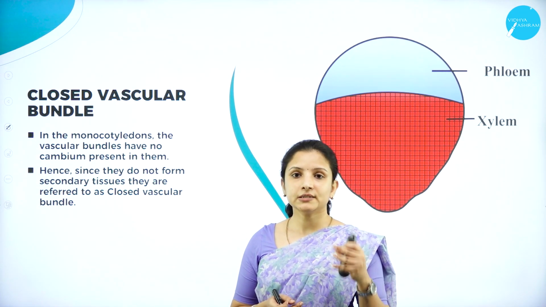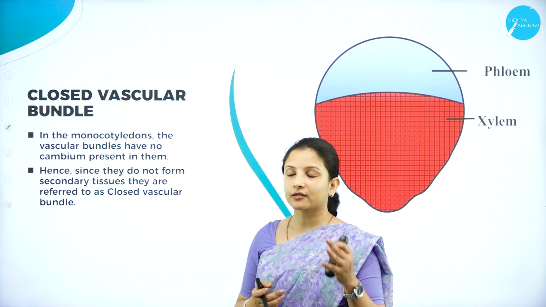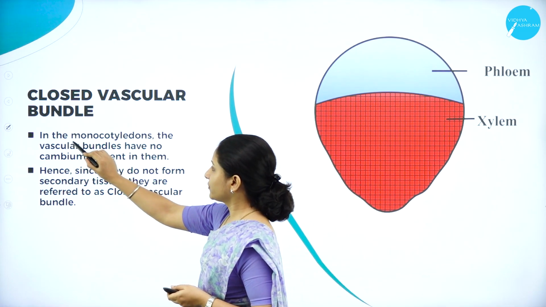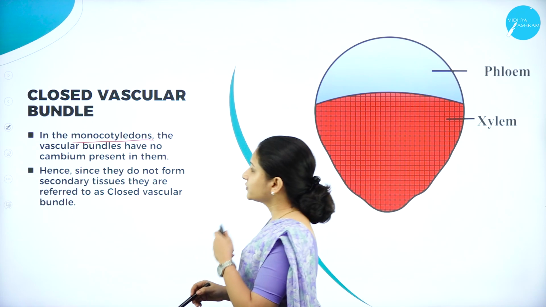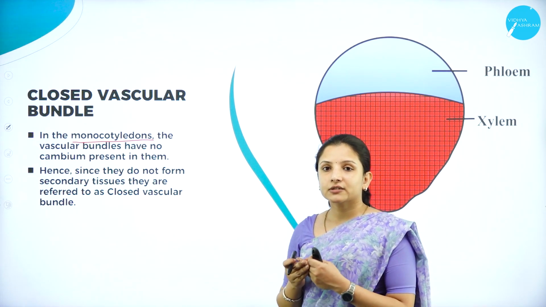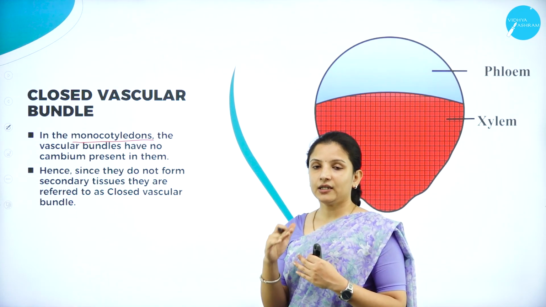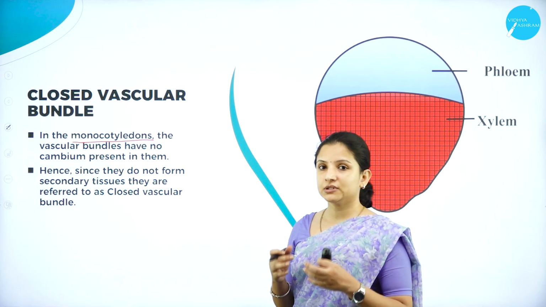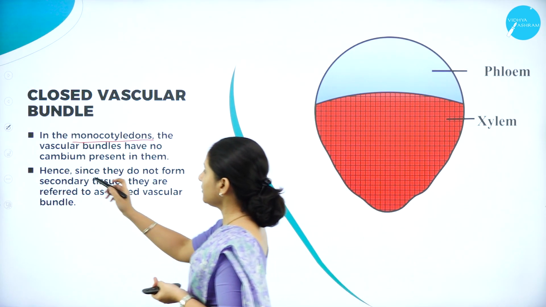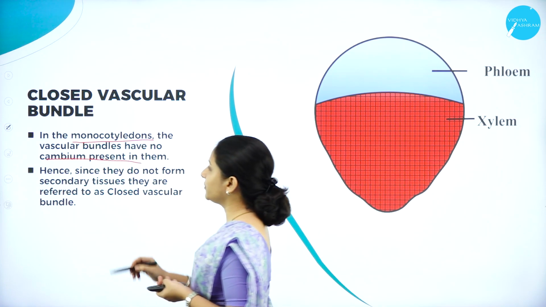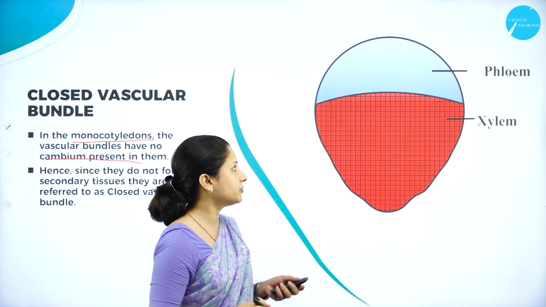Open vascular bundles are usually seen in the dicots, and closed vascular bundles are usually seen in the monocotyledons. So here, the only difference is, here also there is the xylem and the phloem, but the cambium is absent in between the xylem and the phloem. They have no cambium present in them, that is, the cambium is absent.